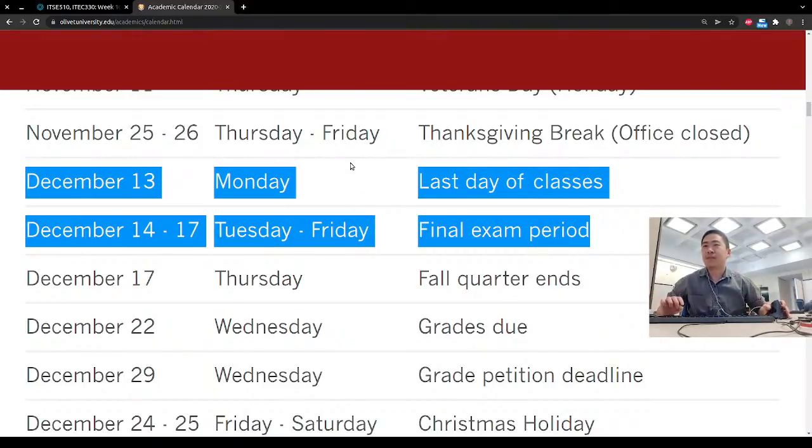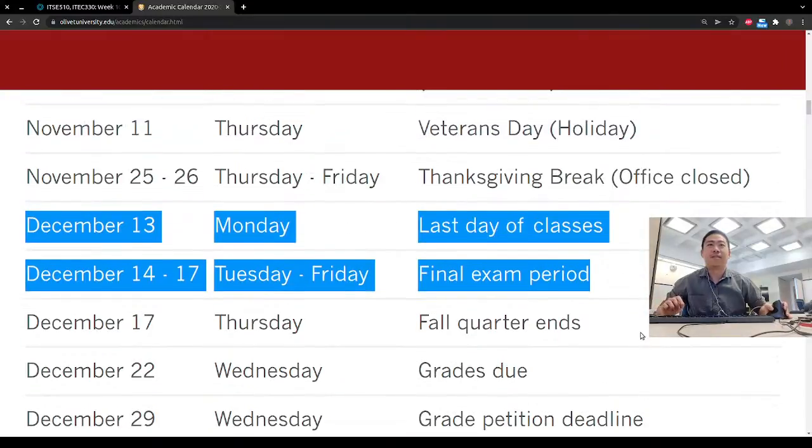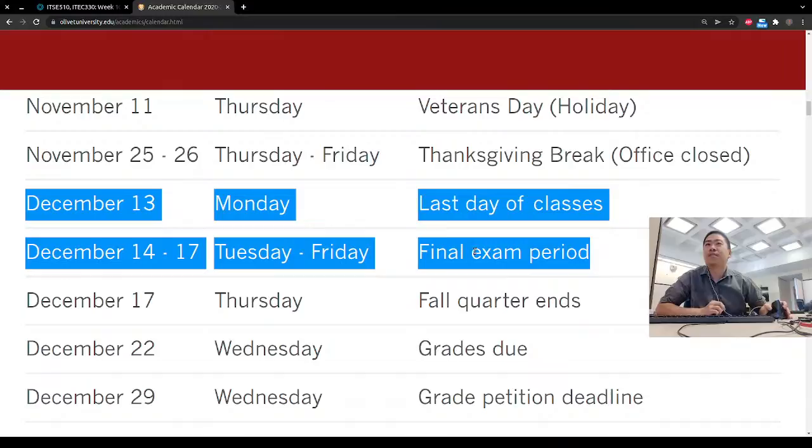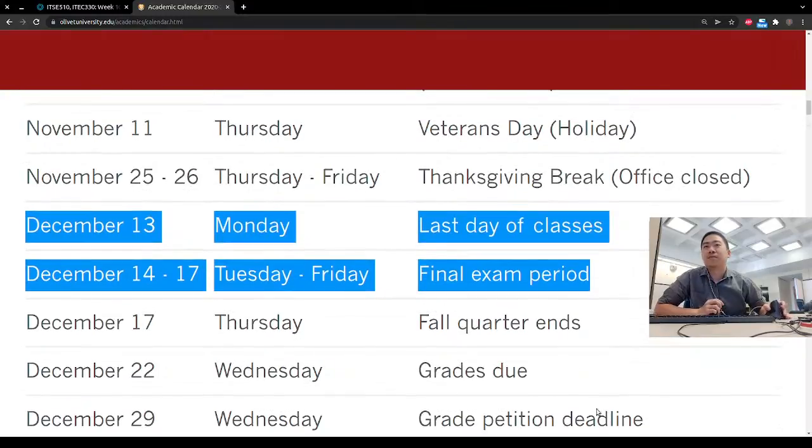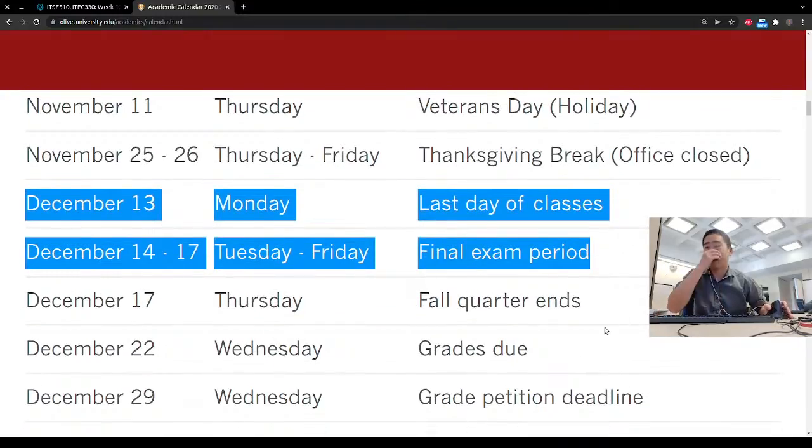So since we have some extra time, I first want to talk about the remaining part of this course. Just take a look at this academic calendar. We have about 2 more weeks for this course. That means we have 4 more lectures, including today. So today we're going to finish our discussion on design pattern.